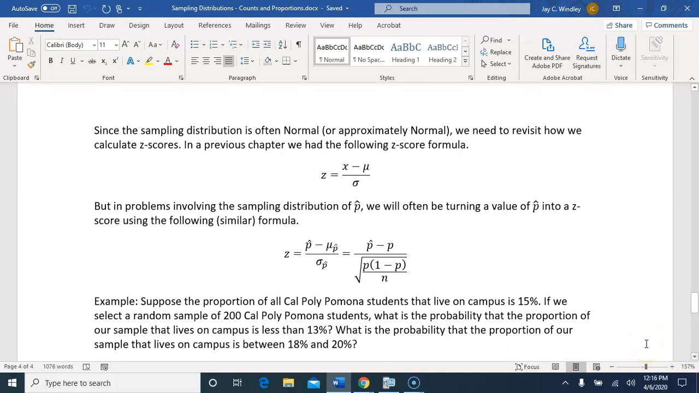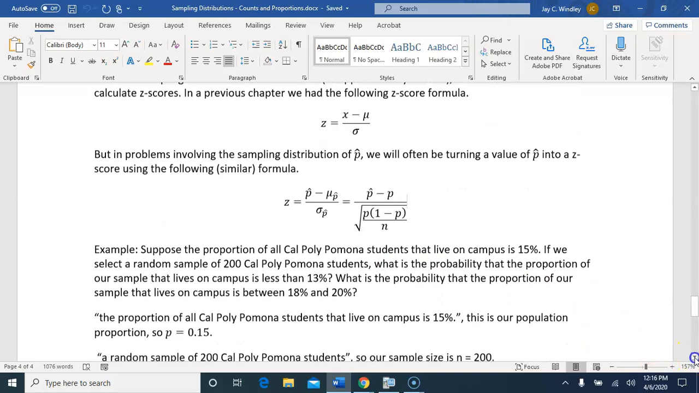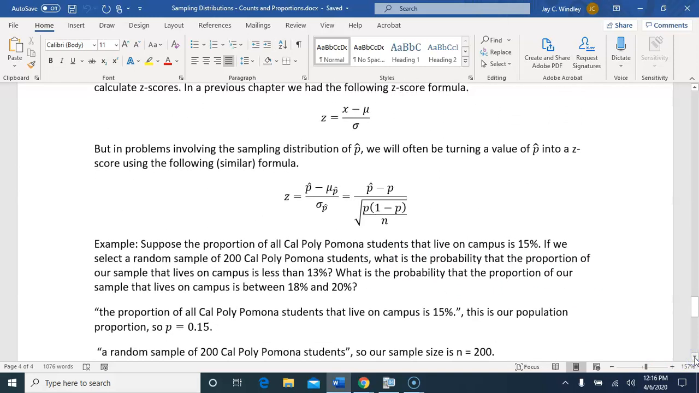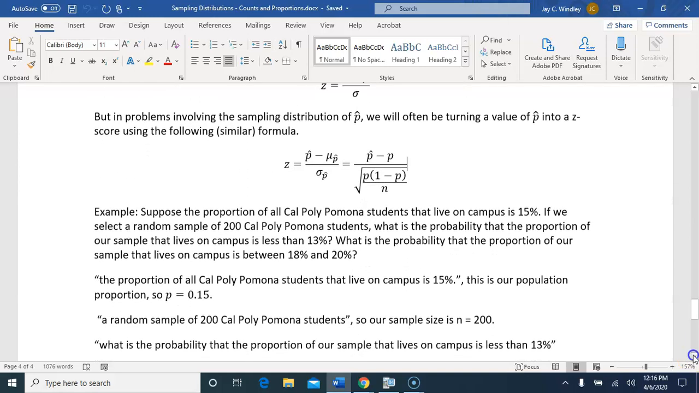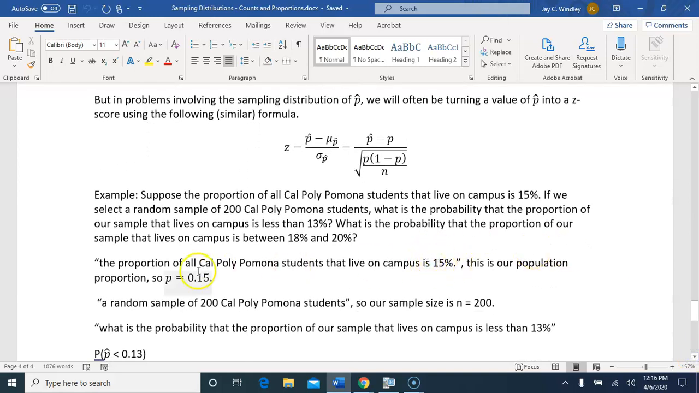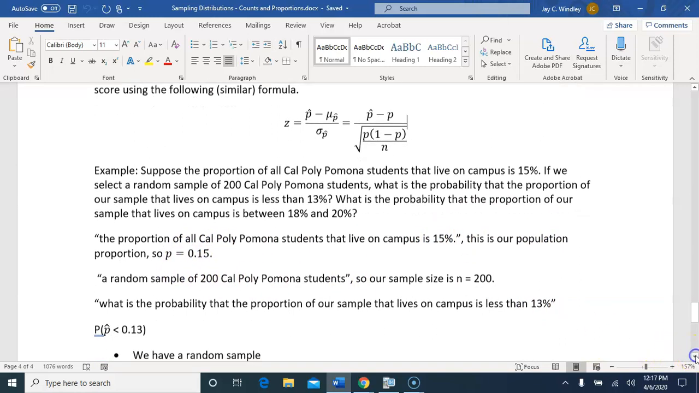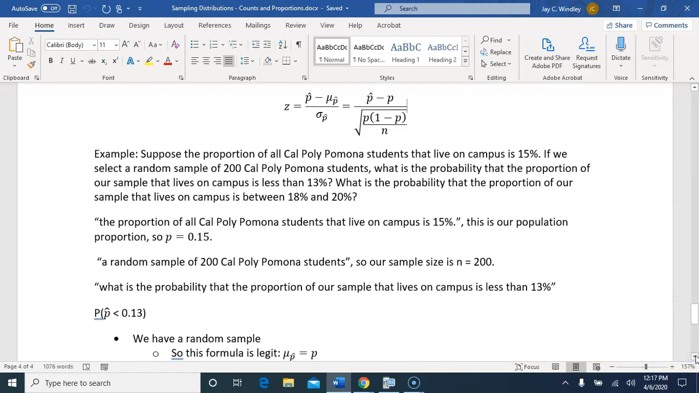Suppose that the proportion of all Cal Poly Pomona students who live on campus is 15%. Because it said the word all, that's a population proportion. If we select a random sample of 200 Cal Poly Pomona students, what is the probability that the proportion of our sample that lives on campus is less than 13%? So the proportion of all Cal Poly Pomona students is telling us that P is 0.15. Even though in the word problem it's stated as 15%, we're almost always going to express that as a decimal. We have a random sample of 200 students, and the question is, what is the probability that the proportion of our sample, so that's p-hat, is less than 13%?